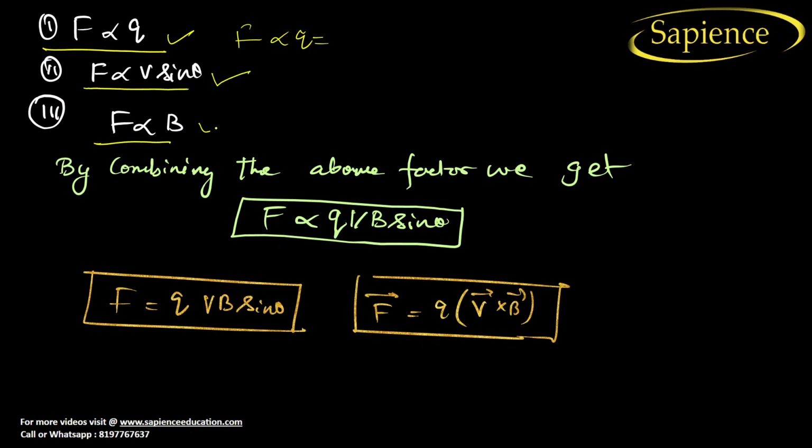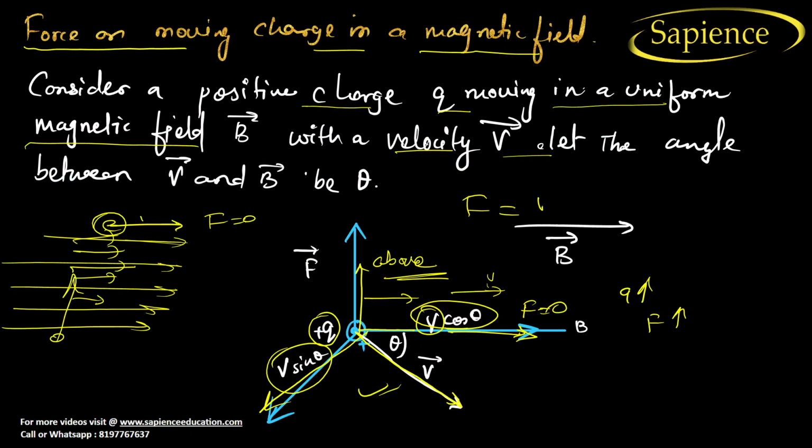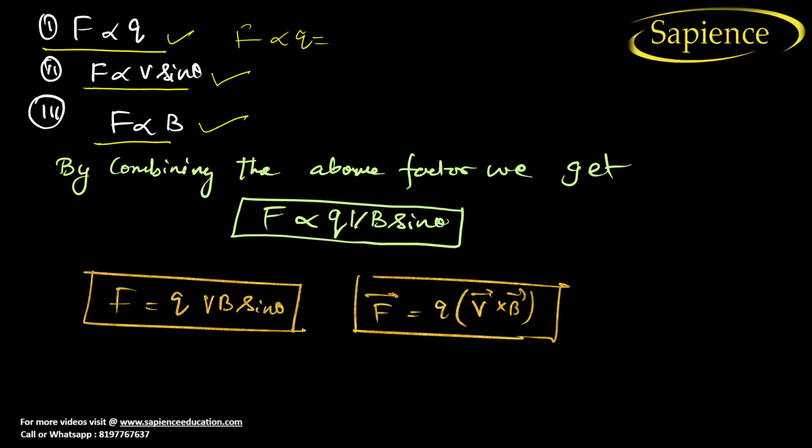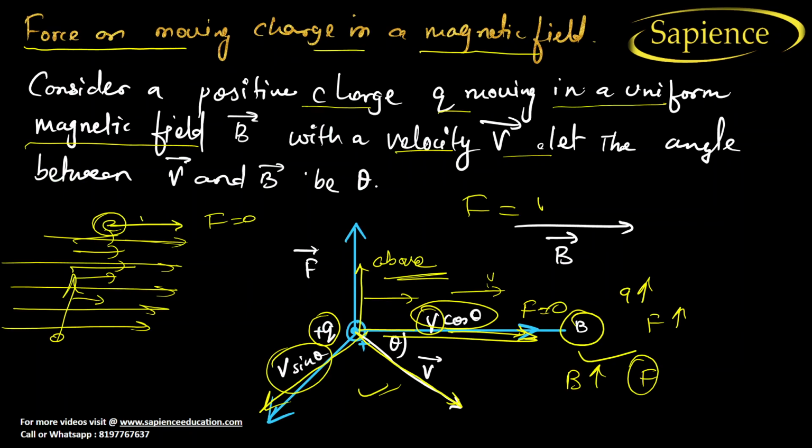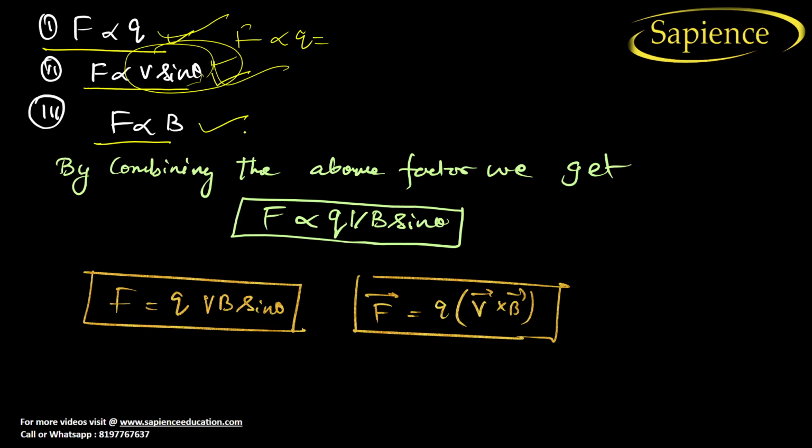Also, force is directly proportional to B, that is the magnetic field. If you increase the magnetic field, the force on the charge will also increase. So finally, we have got the equation here. Force is directly proportional to charge, and force is directly proportional to B sin theta only. We can't say B cos theta. Why? Because B cos theta is parallel to the magnetic field. When any charge is moving parallel to the magnetic field, what will happen? Force won't act.